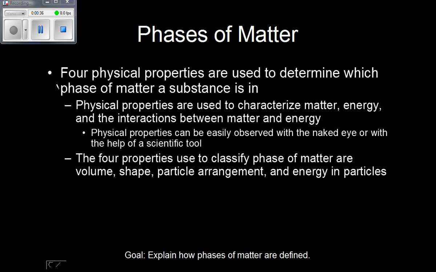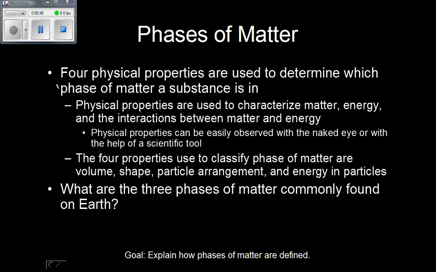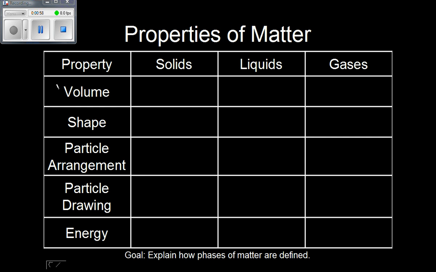The four properties that we use to classify the phase of matter a substance exists in are volume, shape, particle arrangement, and the amount of energy in those particles. Do you know what the three phases of matter that are commonly found on Earth are? Most of you probably answered solids, liquids, and gases, which is the correct answer. Now we want to look at some more detail of these properties.